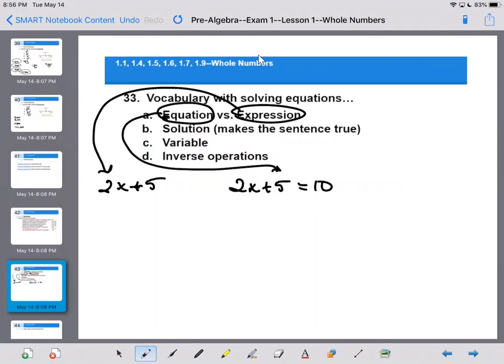So when you're asked to write an expression, you wouldn't have an equal sign. When you're asked to write an equation, that's when you're going to compare one expression to another expression. The solution, all that does is make the inequality a true, or the equation a true statement. Variables are your letters that are involving something that's unknown, and inverse operations are your biggie. That's the one where it's telling you you're going to do the opposite of something.